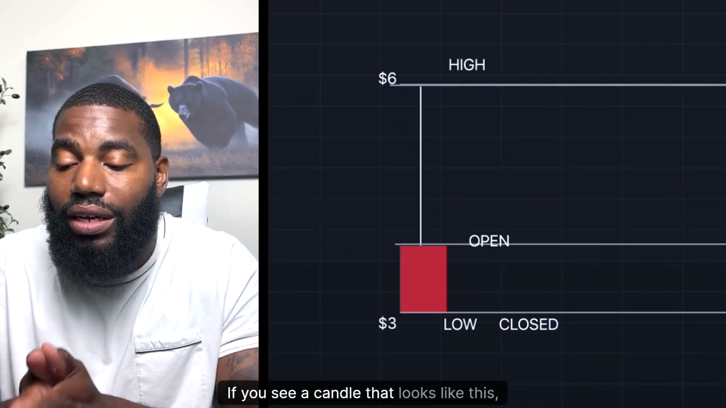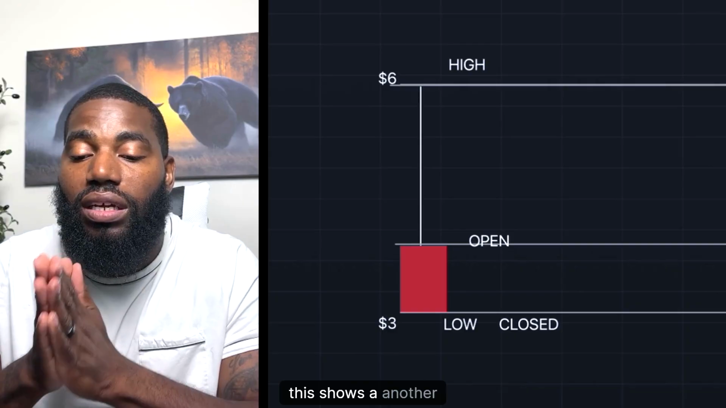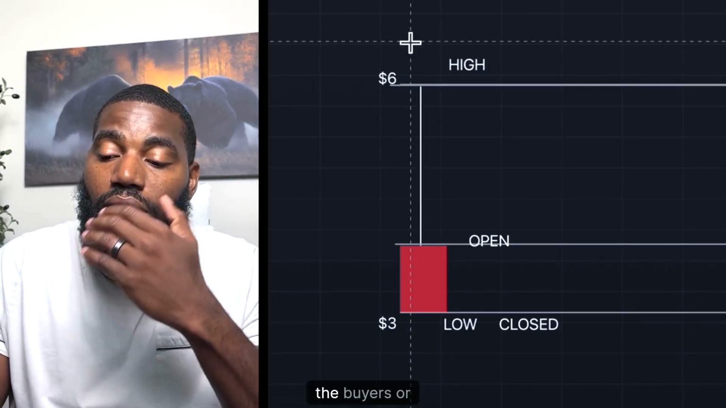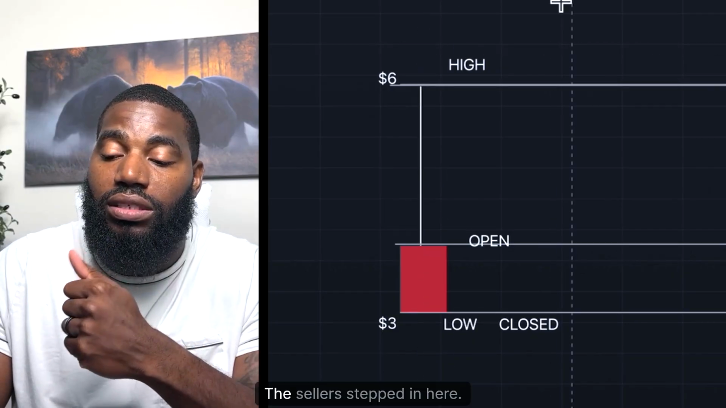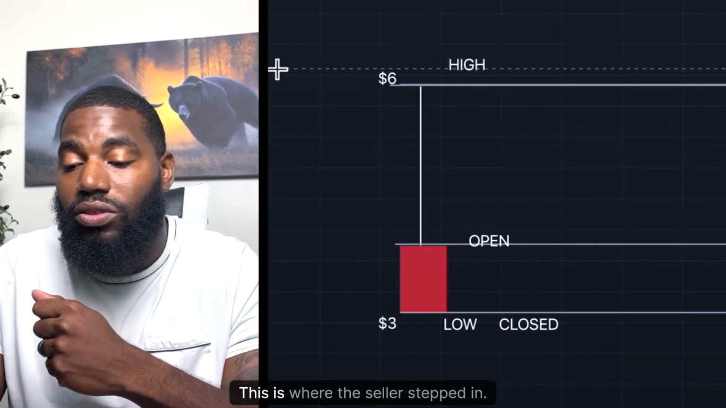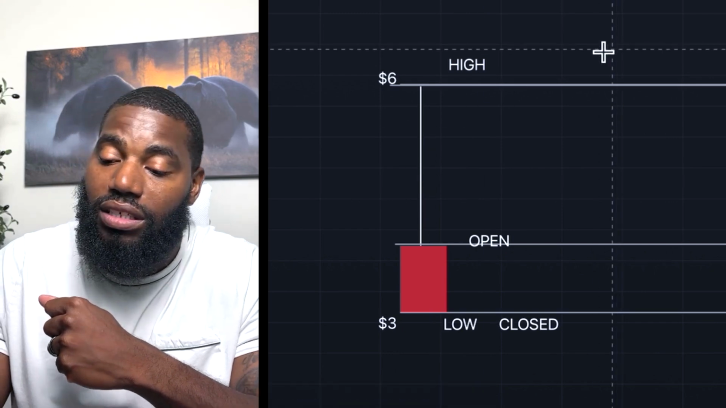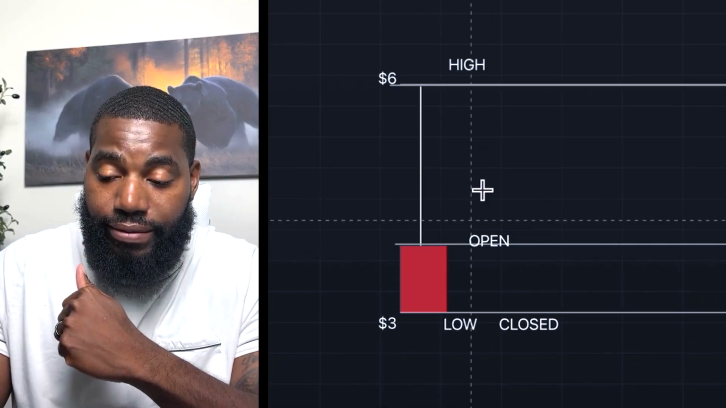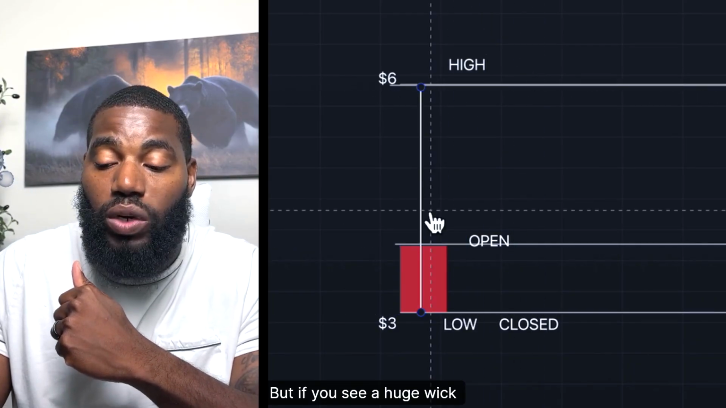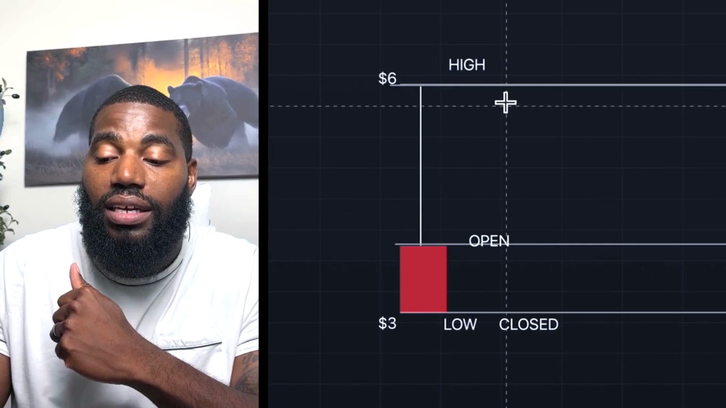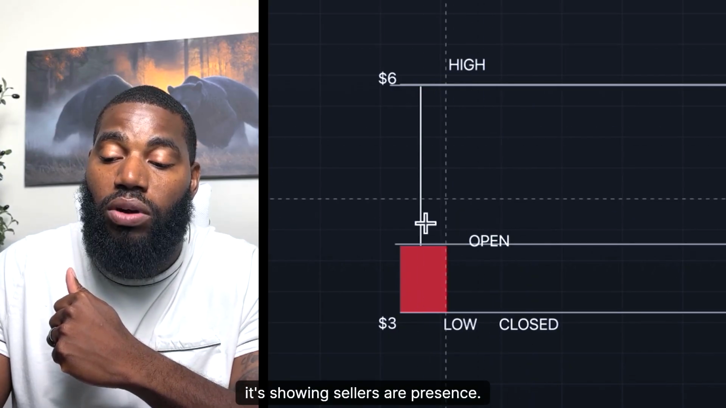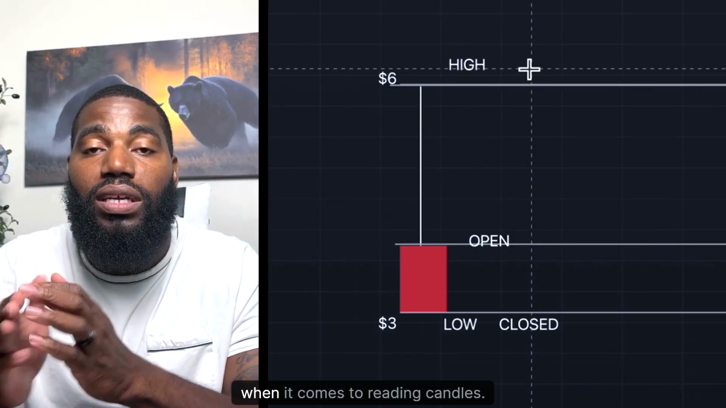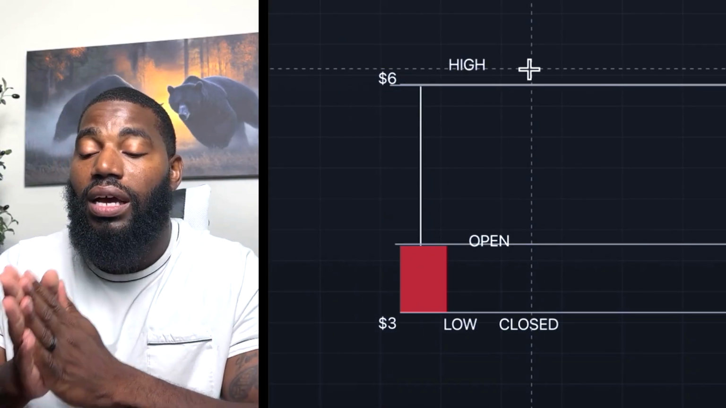And vice versa. If you see a candle that looks like this, this shows another rejection. This is a rejection from the sellers. The sellers stepped in here. This is where the sellers stepped in. So it doesn't matter what color the body is. It could be green or red. But if you see a huge wick like this, it's showing sellers are present. Remember, the wick is very important when it comes to reading candles.